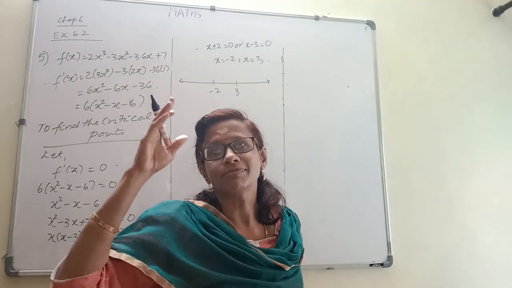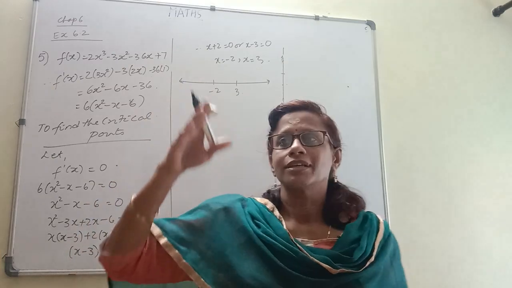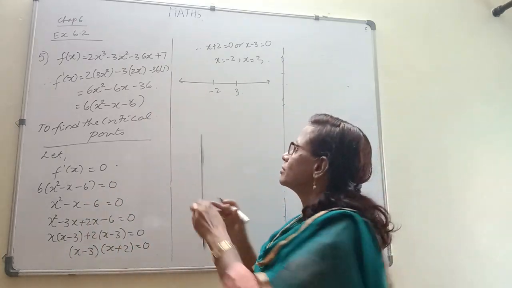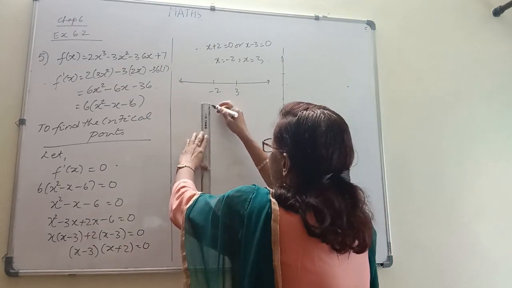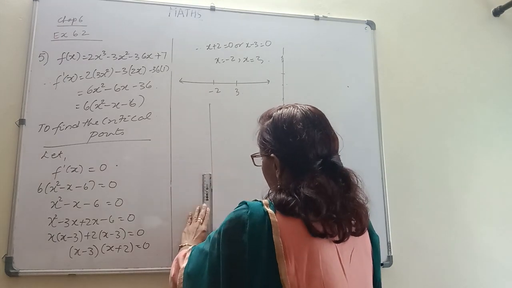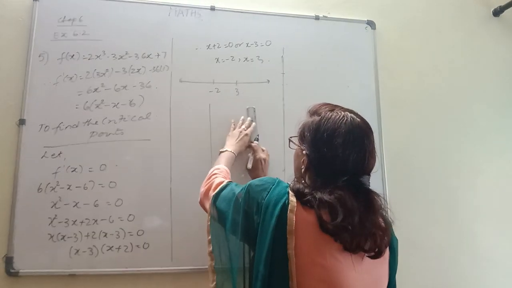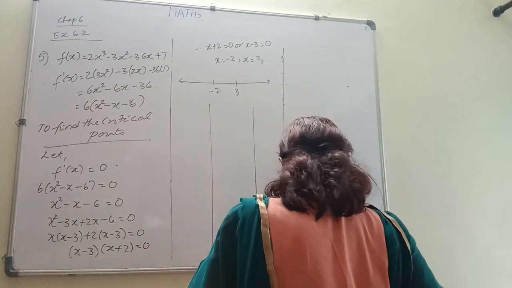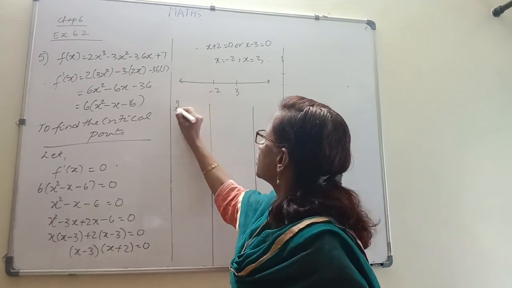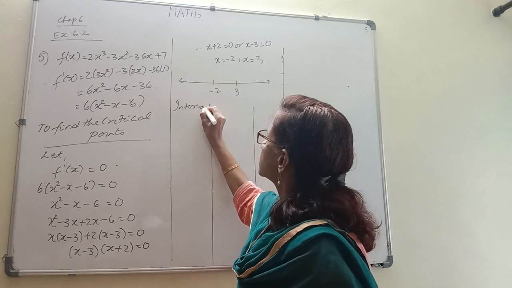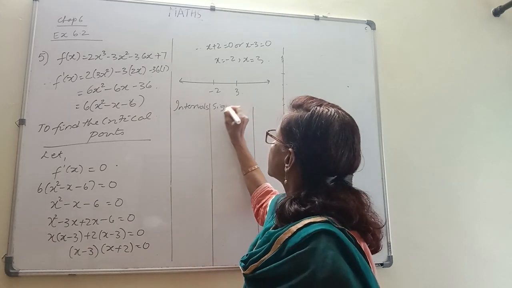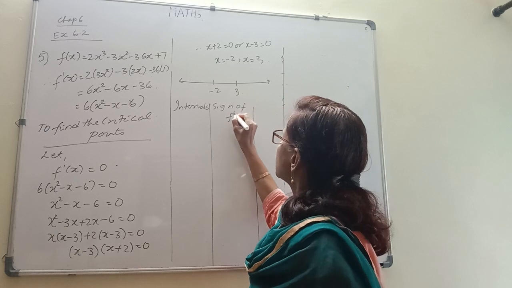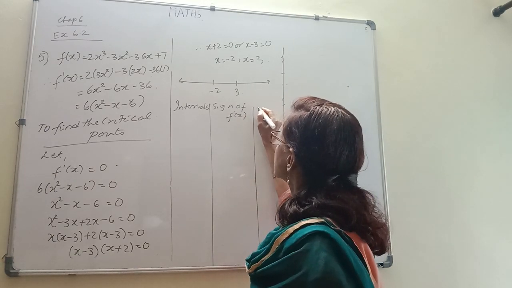Those 3 intervals, then sign and nature. Let's have it like that. We don't know whether it will get contained over here; otherwise, we'll have to move that side. Interval, sign of f dash, and nature.